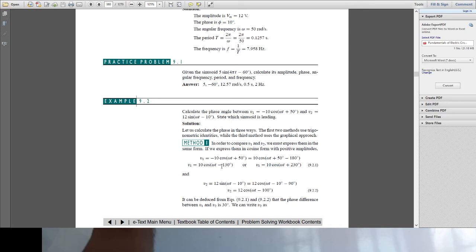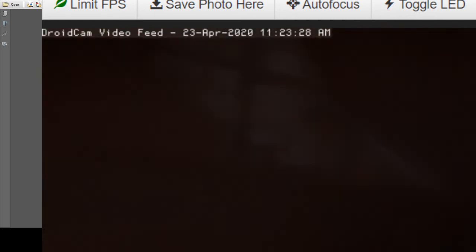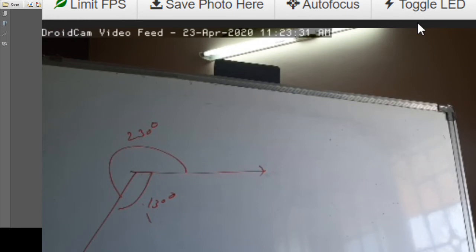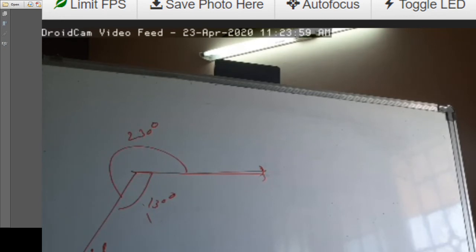Okay. You can see the board now, how I have drawn it. I drew the same thing on the board. So you have seen it on the board, that is how it is used. This represents minus 130 and that represents 230 degrees. This is the reference you have taken, the reference line.